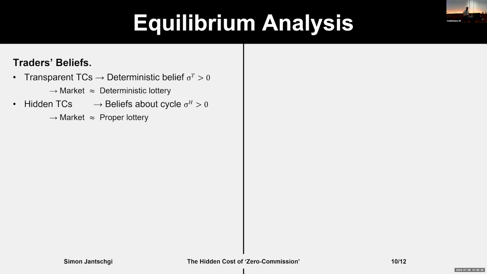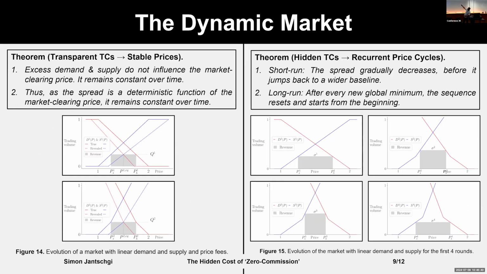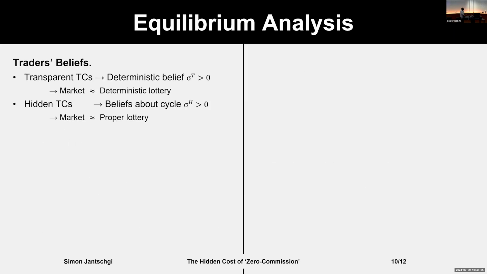Now, this is again in line with what happens in traditional financial markets. You can actually see the spread that is currently in the market. Versus for the hidden transaction cost, traders will form some beliefs about the cycle. What I showed you on the last slide is, traders understand that there is going to be some sort of cyclical behavior, but because the current spread is not announced on these online trading platforms and for these market makers in advance, you don't know at which point of the cycle you are. So I'm going to model it via some beliefs.